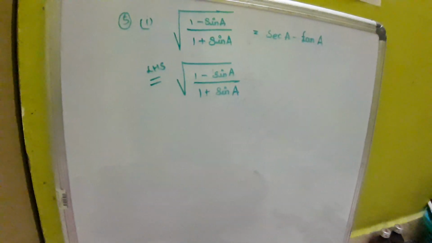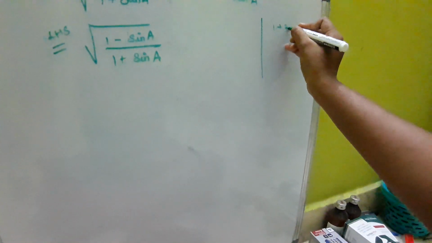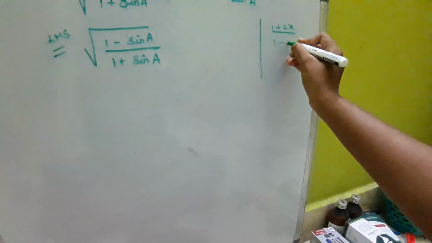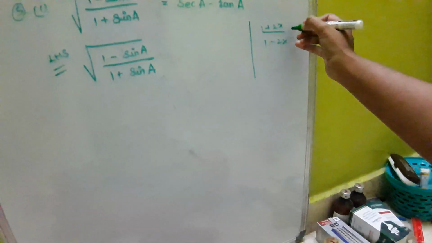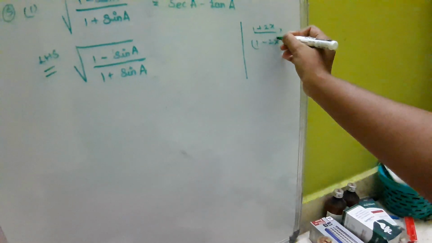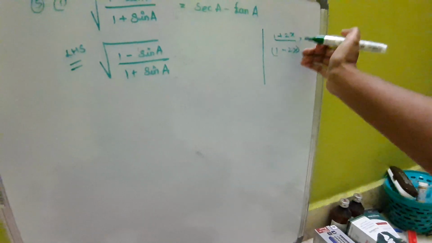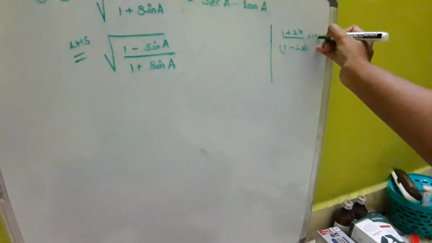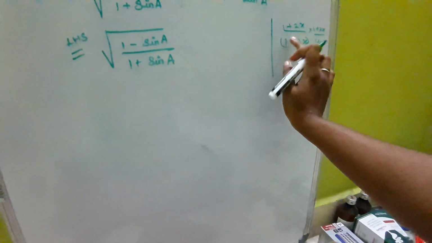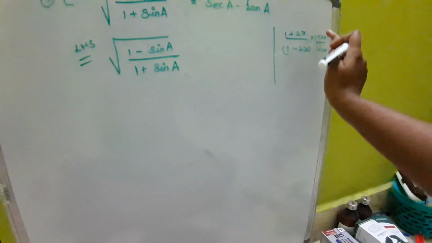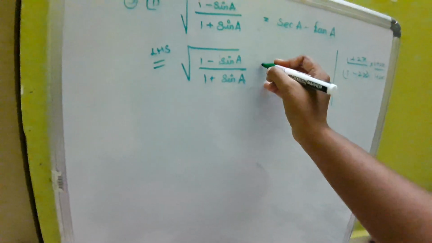In these types of sums, you can see something like 1 plus 2x divided by 1 minus 2x. Both the values are similar, but only the signs are different, which means you need to work on the denominator first. Take the denominator, change the sign alone, and multiply and divide by the same value, like 1 plus 2x divided by 1 plus 2x. Okay, the same methodology I'm going to do here.